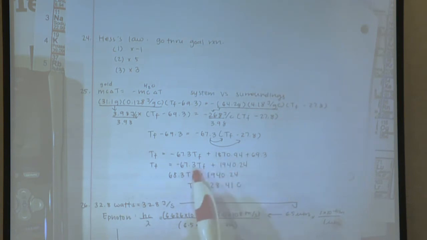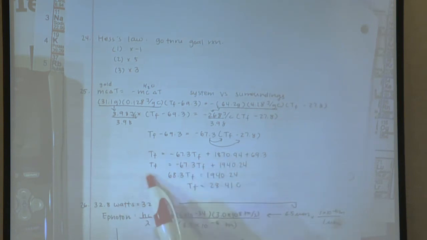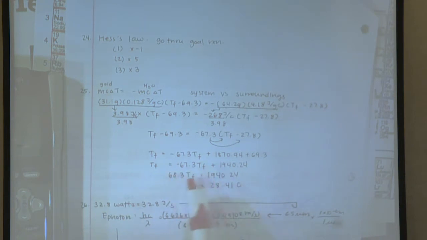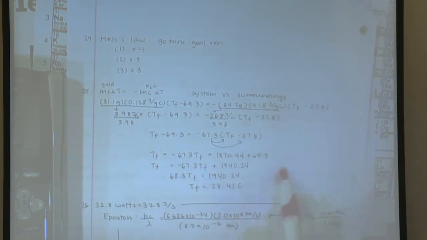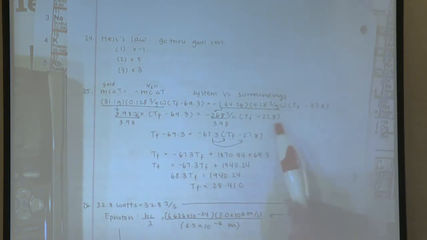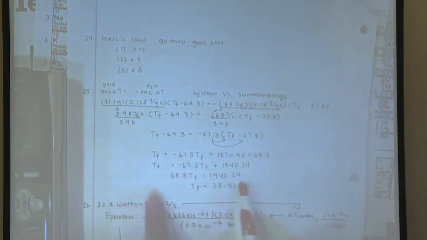And in order to add my TFs together, I bring this over to the side, which is going to go from 67.3 to 68.3. And then I divide by 68.3 on both sides to get my final TF like this. So I know that's a lot of algebra and rearranging, but that's how you're supposed to find your temperature final when you have two different things, a system and a surrounding like that, if that makes sense.